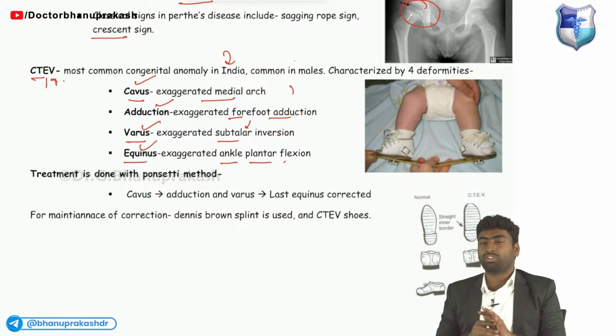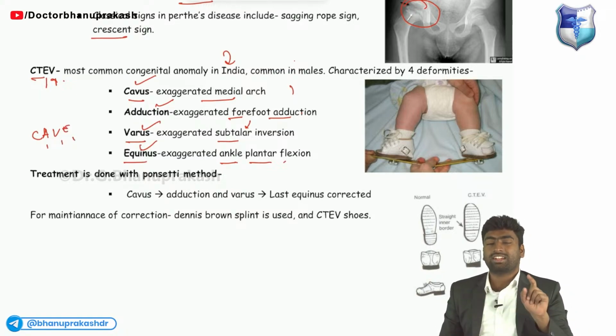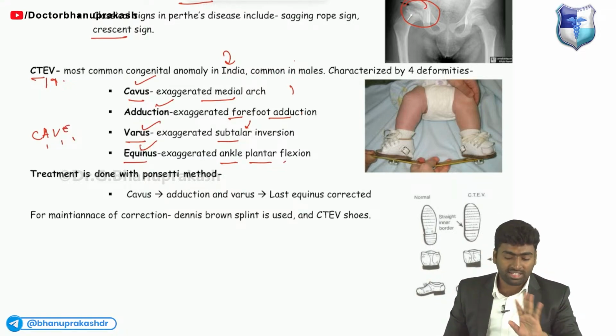Equinus means ankle joint. So if you are able to remember it well, go ahead. If not, remember it is cavus, adduction, varus and equinus. बस इतना याद रखना. Okay, in depth में नहीं जाना.